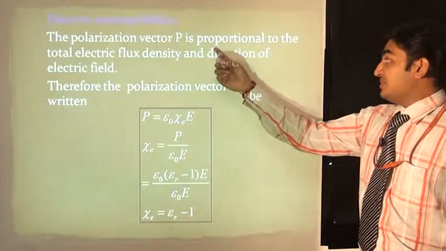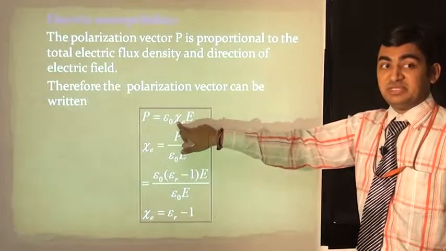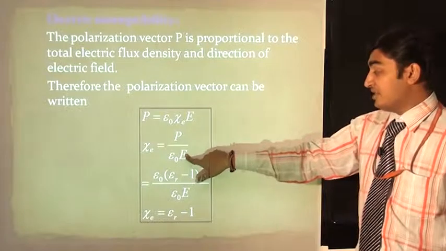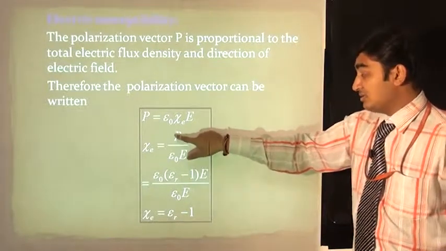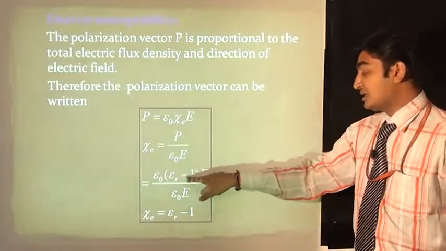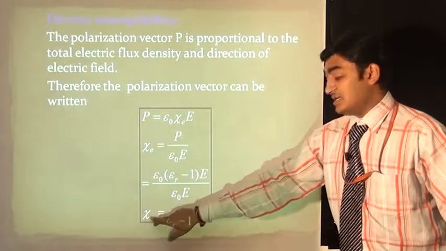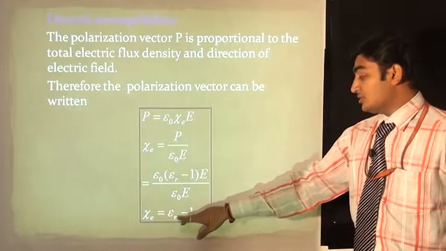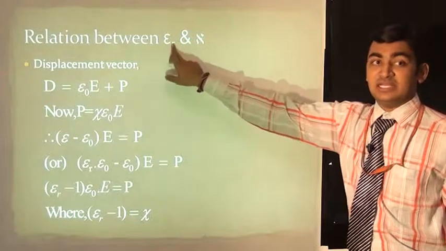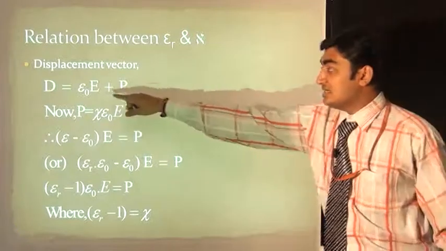The polarization vector P is proportional to the total electric field flux density, which gives us the susceptibility of the electric medium. Xi E is equal to P divided by epsilon 0 E. When we put the P value from the last equation, epsilon 0 (epsilon r minus 1) into E, we get Xi E, the susceptibility in the electric field, is equal to epsilon r minus 1. The relation between epsilon r, the relative permittivity, and susceptibility is proven, where D is the displacement vector.